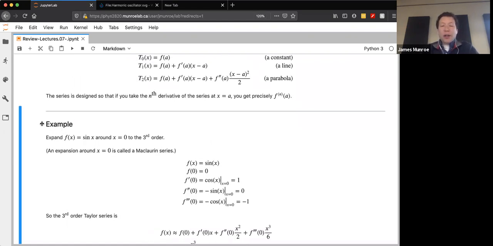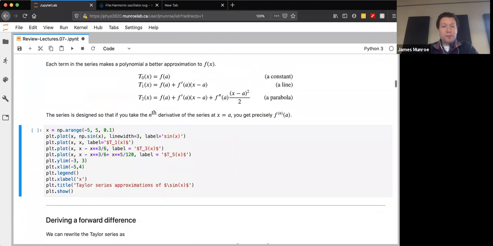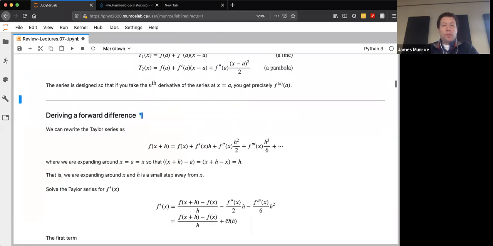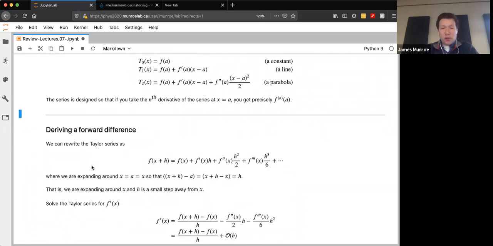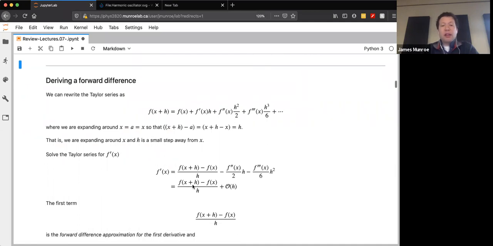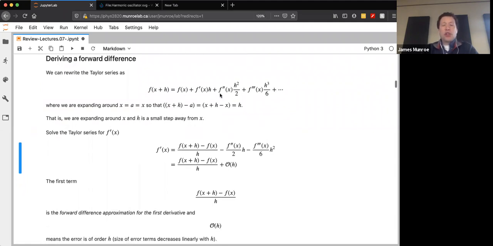I don't need you to calculate Taylor series. That's something you would do in a calculus course. What I need you to know is to recognize that the reason we introduced Taylor series is where these formulas like forward difference come from. The reason we say a forward difference formula, which is what this one is, is order H, is because this is the formula which is consistent with a Taylor series.